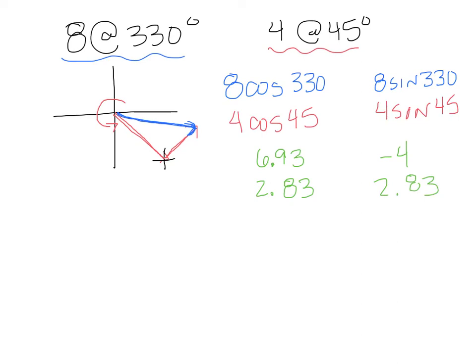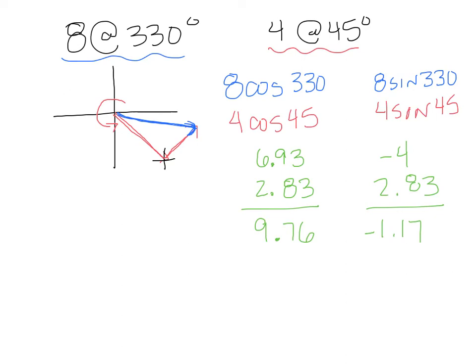Now remember to find the resultant, what we're going to do is combine these two things together. We're adding vectors in this case. So I'm going to do 2.83 plus 6.93, and that is going to get us 9.76 for our x component, which fits with the picture I drew. Then we're going to have -4 plus 2.83. That is going to get us -1.17, which also fits with the picture I drew.